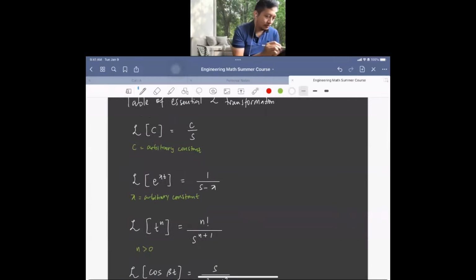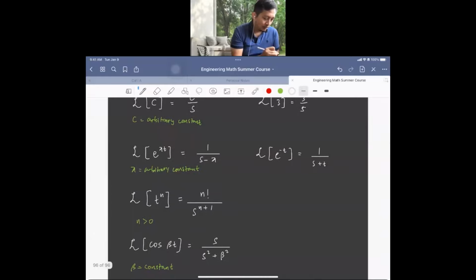Okay, just some examples. You have Laplace of 3. This will be 3 over s. You have Laplace of e to the negative t. This is 1 over s plus 1. When you have Laplace of t cubed, this is 3 factorial over s to the fourth.